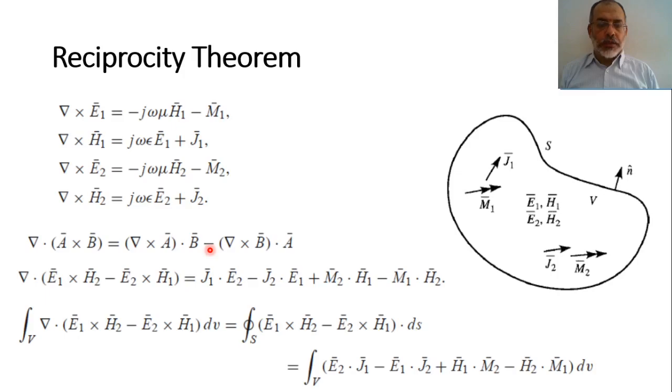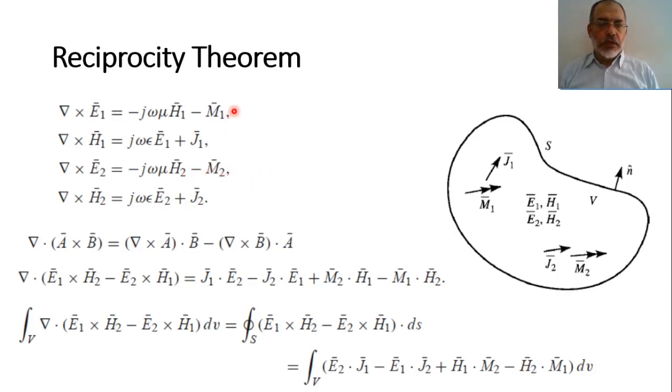The second term would be minus curl B dot A, curl H2 dot E1. So in this case, it would be j omega epsilon E2 dot E1 plus J2 dot E1. So this is the first term. The second term would be minus the divergence of E2 cross H1. So according to this vector identity, the divergence of E2 cross H1 would be curl E2 dot H1. So it would be minus j omega mu H2 dot H1 minus M2 dot H1.